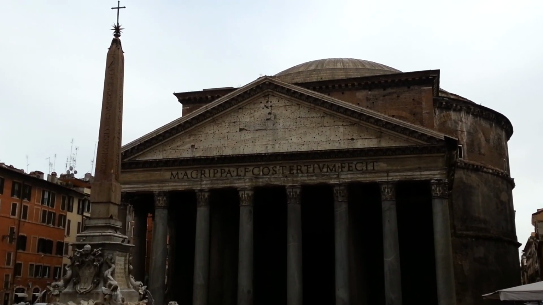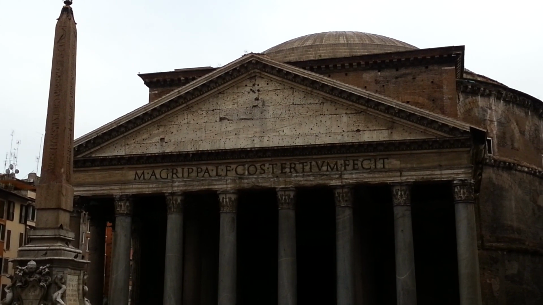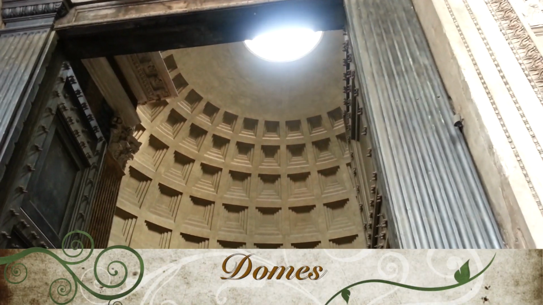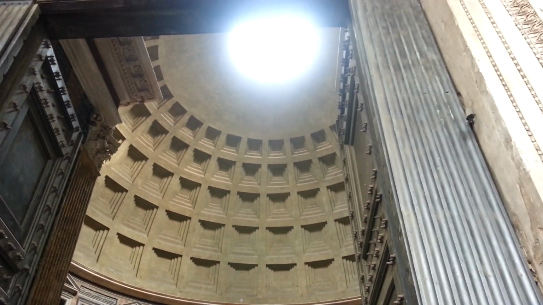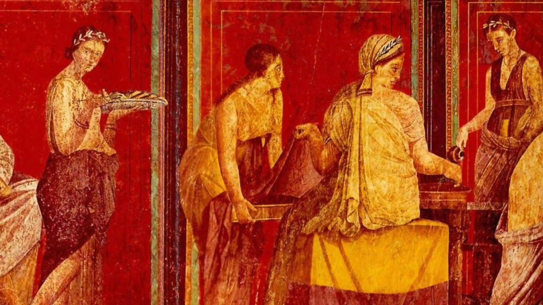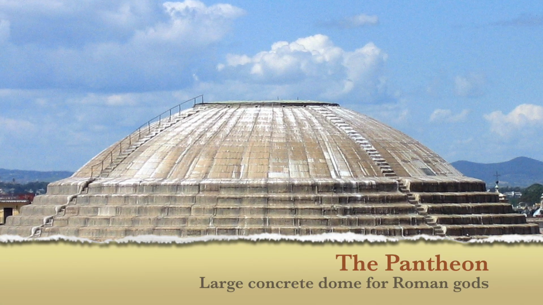The use of this strong yet relatively lightweight concrete made it possible for the Romans to create some of the world's first domed buildings, such as the Pantheon in Rome. This was a simple temple built to honor the Roman gods, who were consequently almost identical to the Olympian gods worshipped by the Greeks. Domes are a quintessential element of Roman architecture.